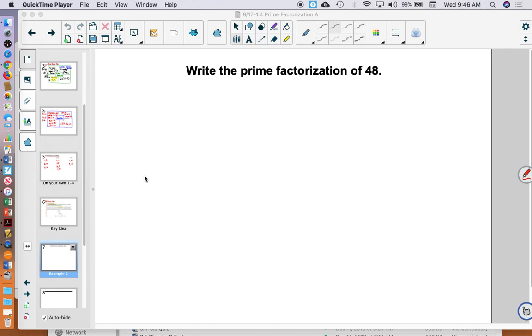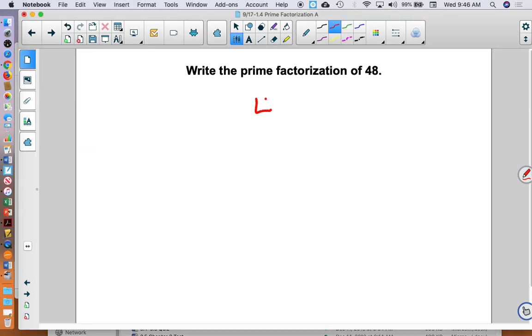We are now recording. We are still working on, look at our goal. What are we doing when we're done with this section? You will write prime factorizations of a number, okay? So we start off. The base of my tree has 48 on it, okay?